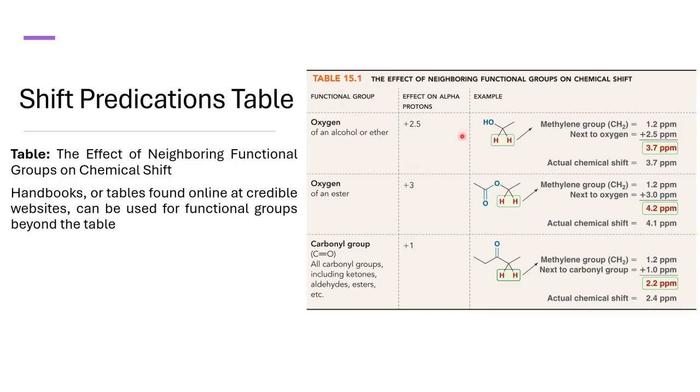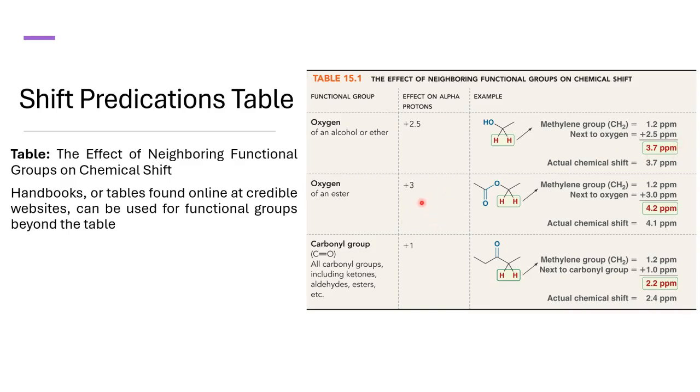Alpha protons that are part of either an alcohol or an ether functional group should be about 2.5 ppm more downfield than their original location, as expected. For example, methylene groups should be at 1.2 ppm, but because they're on an alpha carbon, they're going to be at 3.7 ppm, or about 2.5 ppm more downfield.